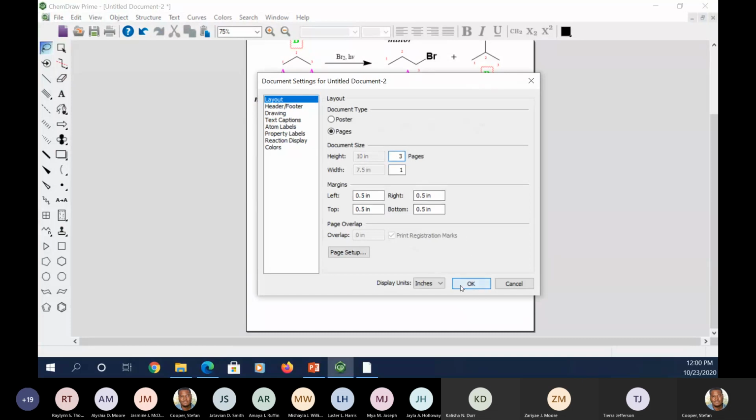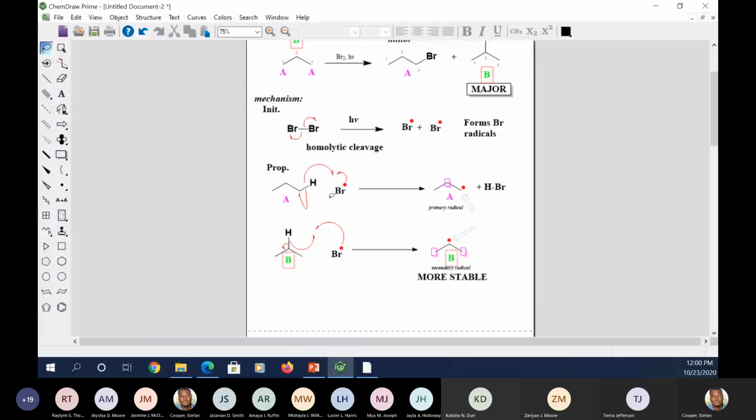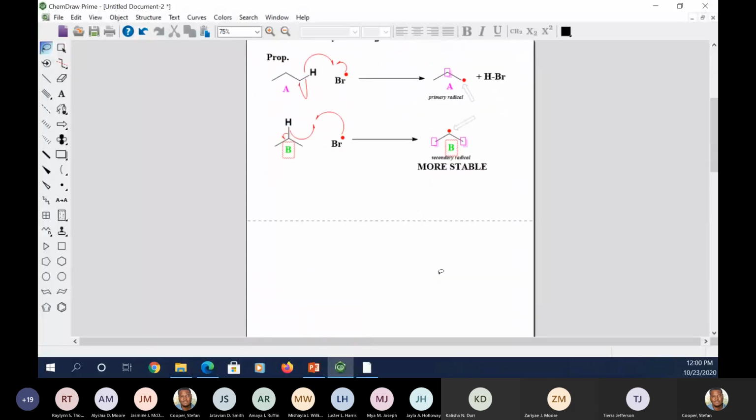Is that yes or no? Okay. I'm going to start from the secondary radical now, just out of convenience. But you can do the same for the other.